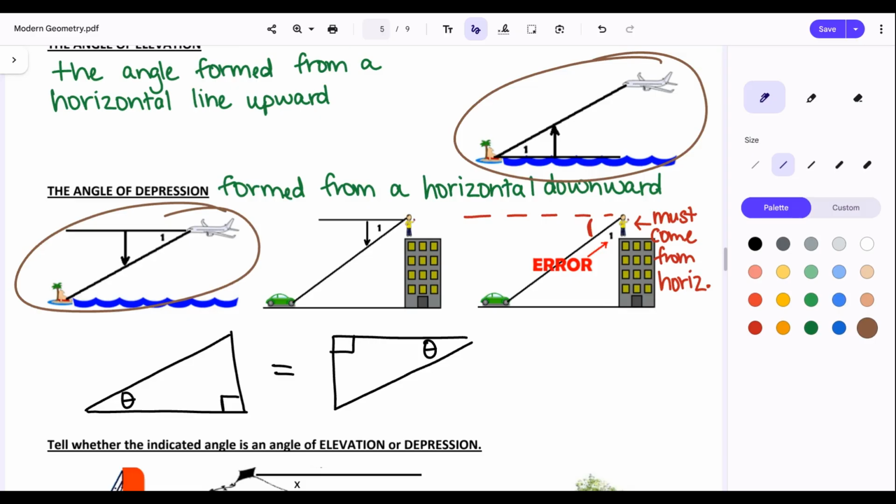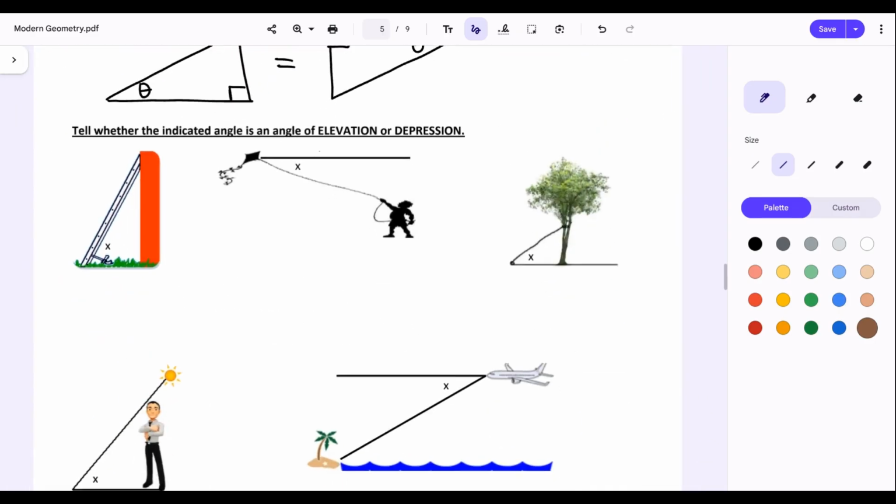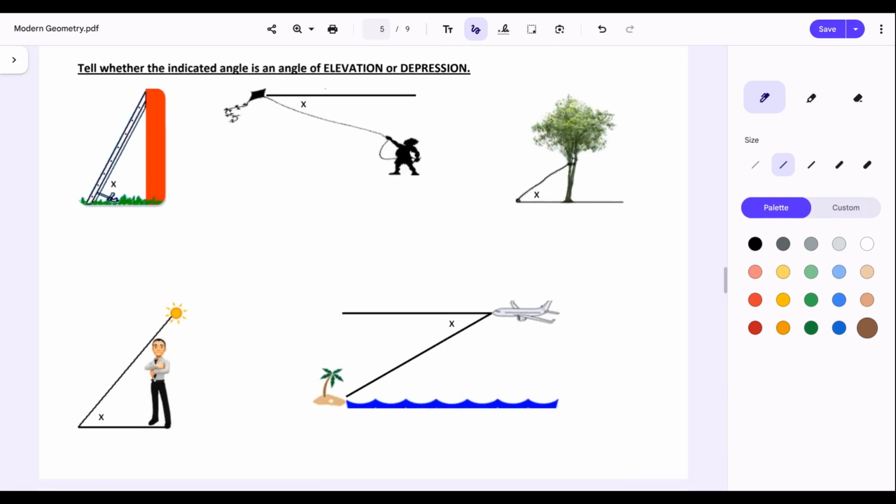What I want you guys to do here really quick is down below, they're giving you a couple of examples. I just want you to write out if this is angle of elevation or angle of depression that they're showing you. You can use E for elevation and D for depression if you don't want to write out those words, okay? So take a quick second, look at these 5 pictures down here and just write elevation or depression.